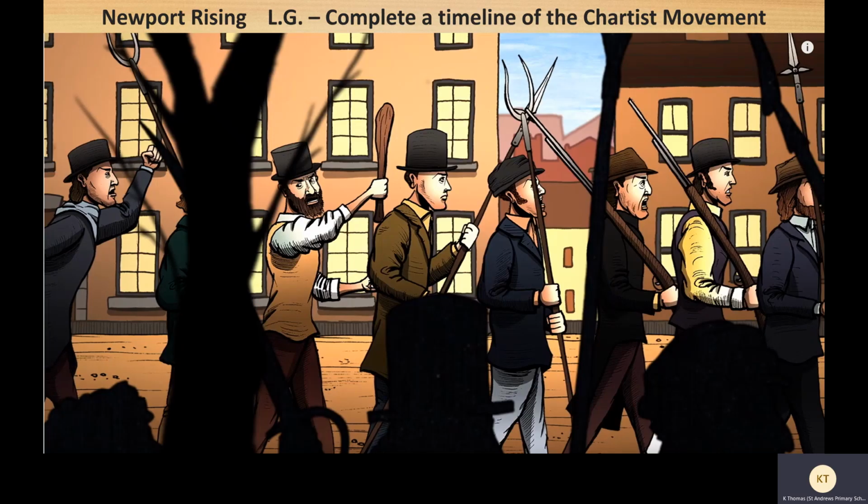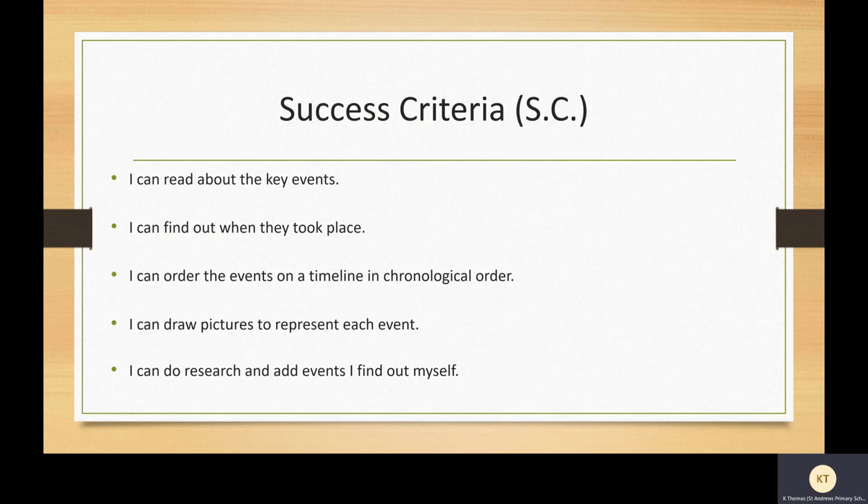Now, moving on to one of our project tasks from the blended learning menu, Newport Rising. The learning goal is to complete a timeline of the Chartist movement. How will you know if you've been successful? Well, let's look at the success criteria.